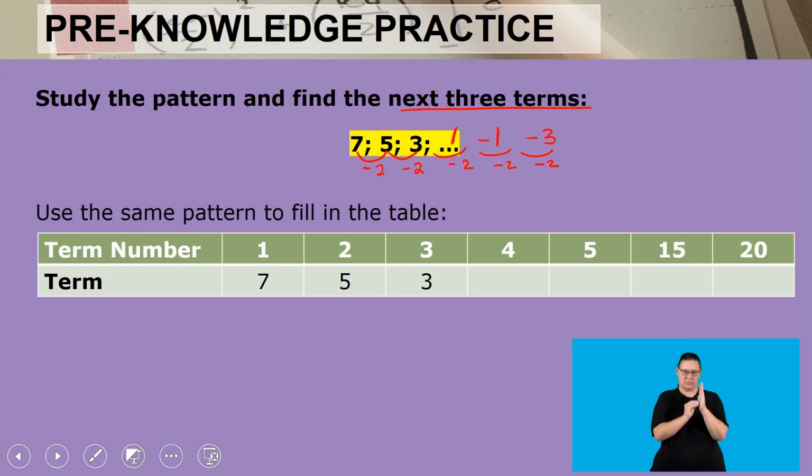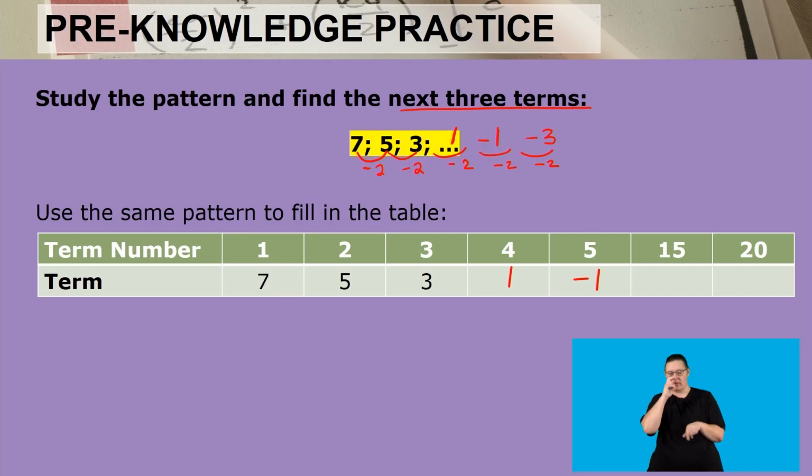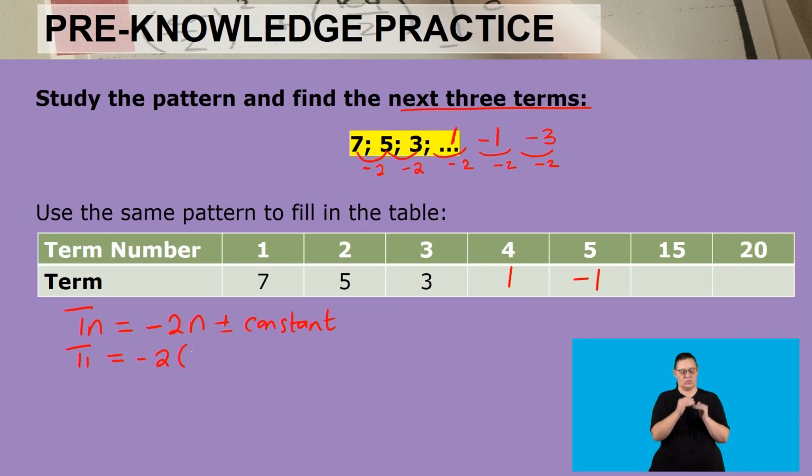And when we use this pattern to fill in the table, we can see that our 4th term there is 1. Our 5th term is negative 1. And of course, for us to find the 15th term and the 20th term, we need to find our rule. Now, our rule is our constant difference, which is negative 2, multiplied by the term number, and we are going to add or subtract a constant. So we need to find that constant. So using the first term, negative 2 multiplied by 1, we need to add or subtract something to get an answer of 7.